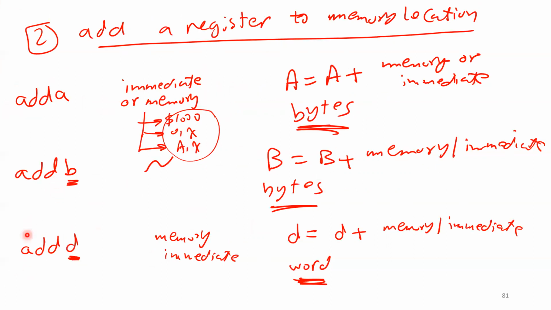Okay, the other group here, we can add a register to immediate value or memory location. So we have 2 instructions for bytes, and we have 1 instruction for word. Okay, so here you add A to immediate value or memory location, add B. So here A should equal A plus immediate value or memory location. B should equal B plus immediate value or memory location. D, which is a word, so this instruction can add word to word.